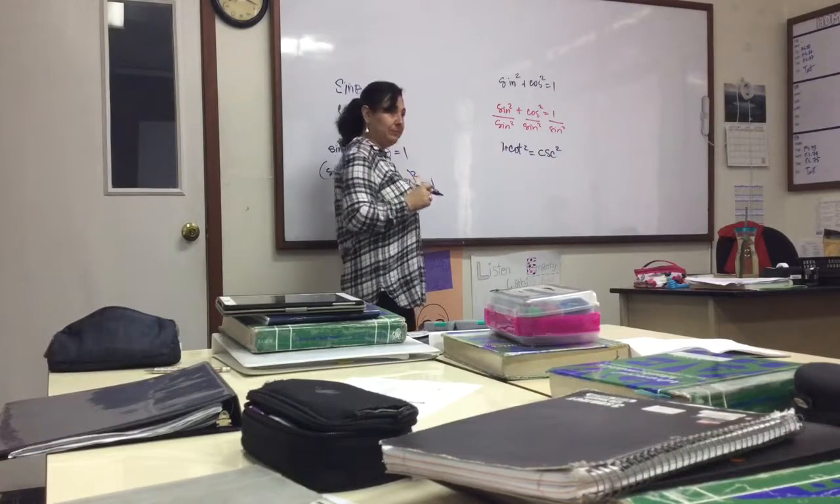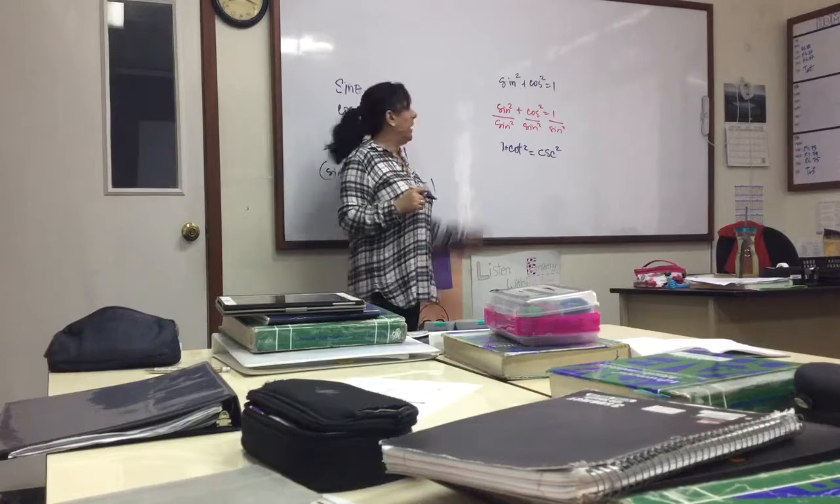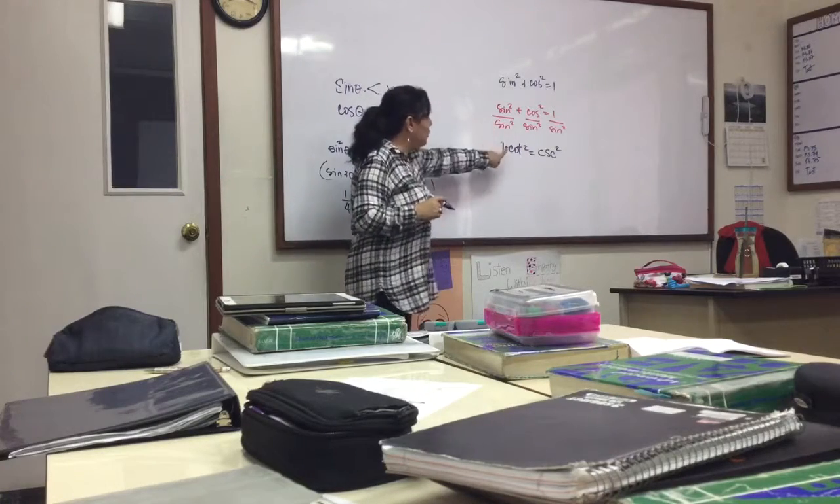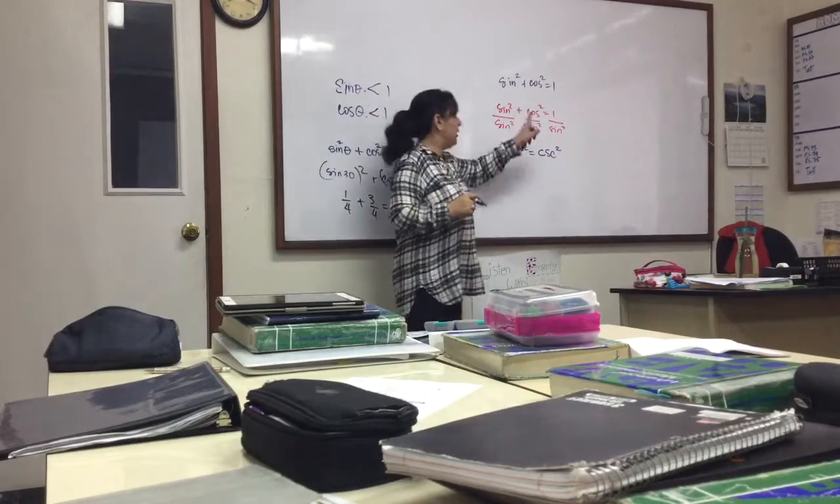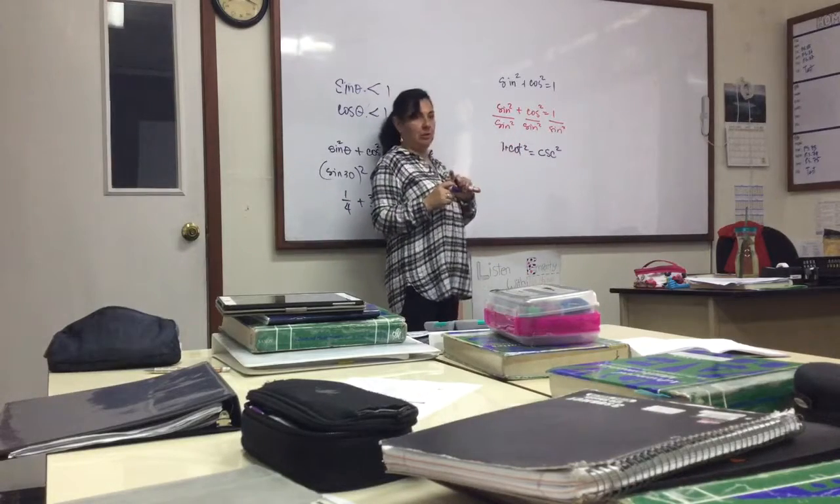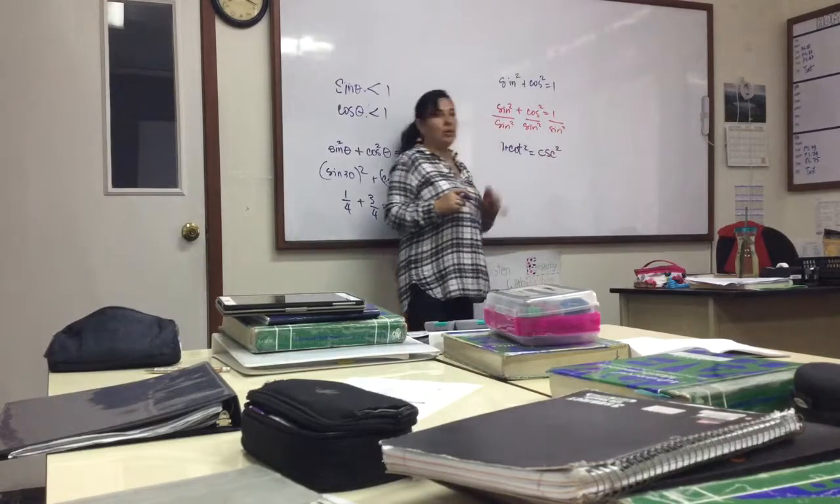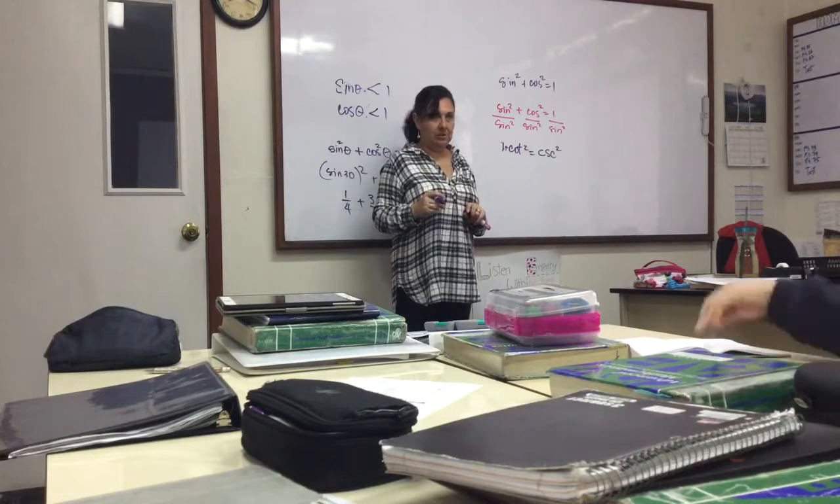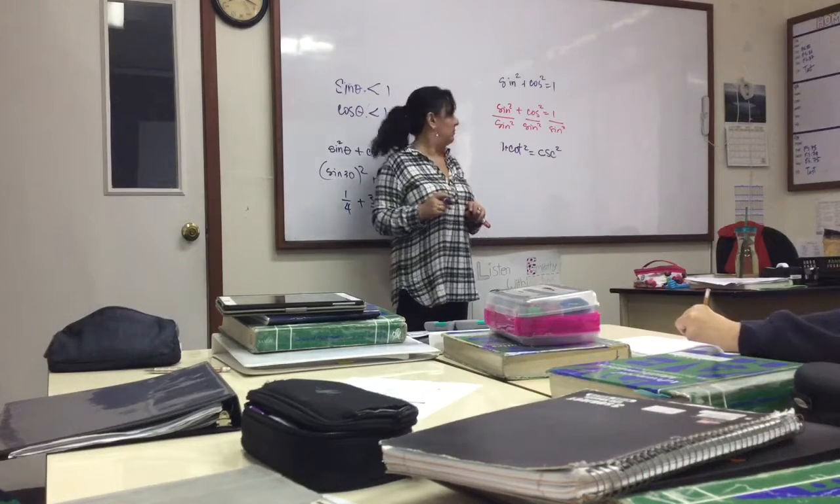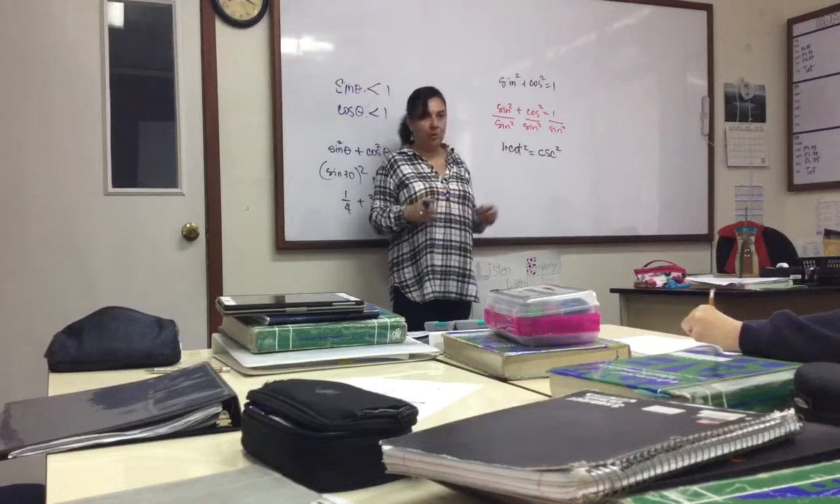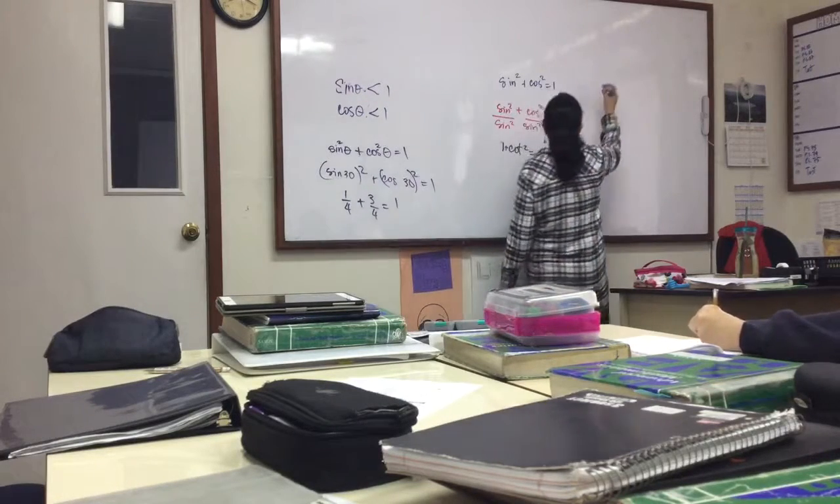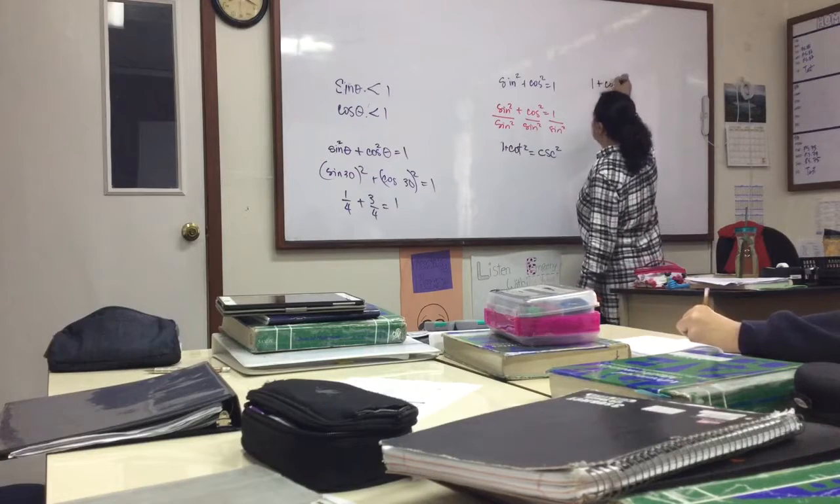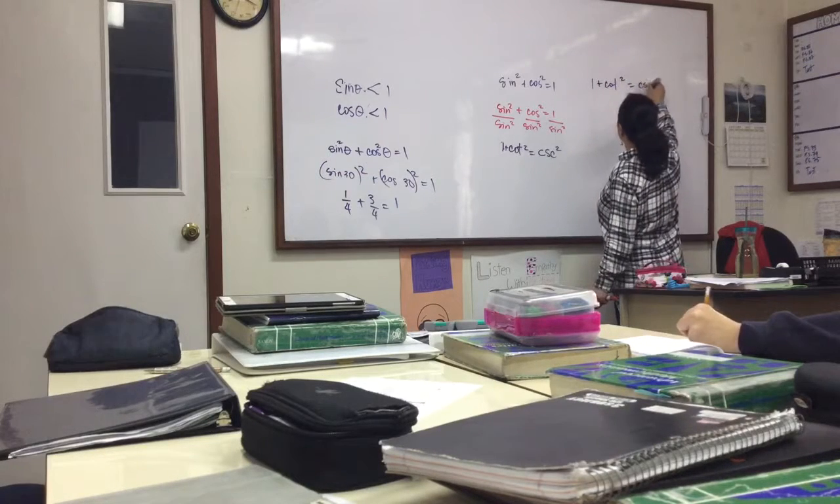Sine squared divided by sine squared is 1. Cosine squared divided by sine squared is cotangent squared. 1 over sine squared, cosecant squared. Do you agree? What's the question? I didn't know where you got cotangent. From dividing everything by sine squared. Now, so I've got another one. I said 1 plus cotangent squared equals cosecant squared.